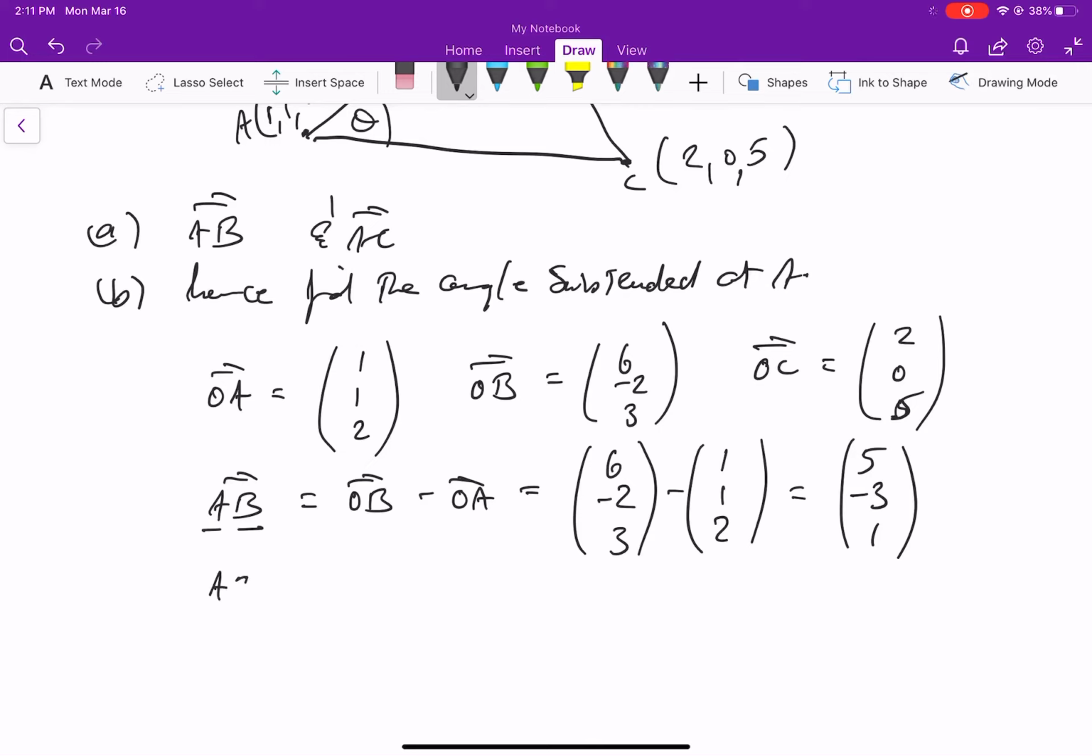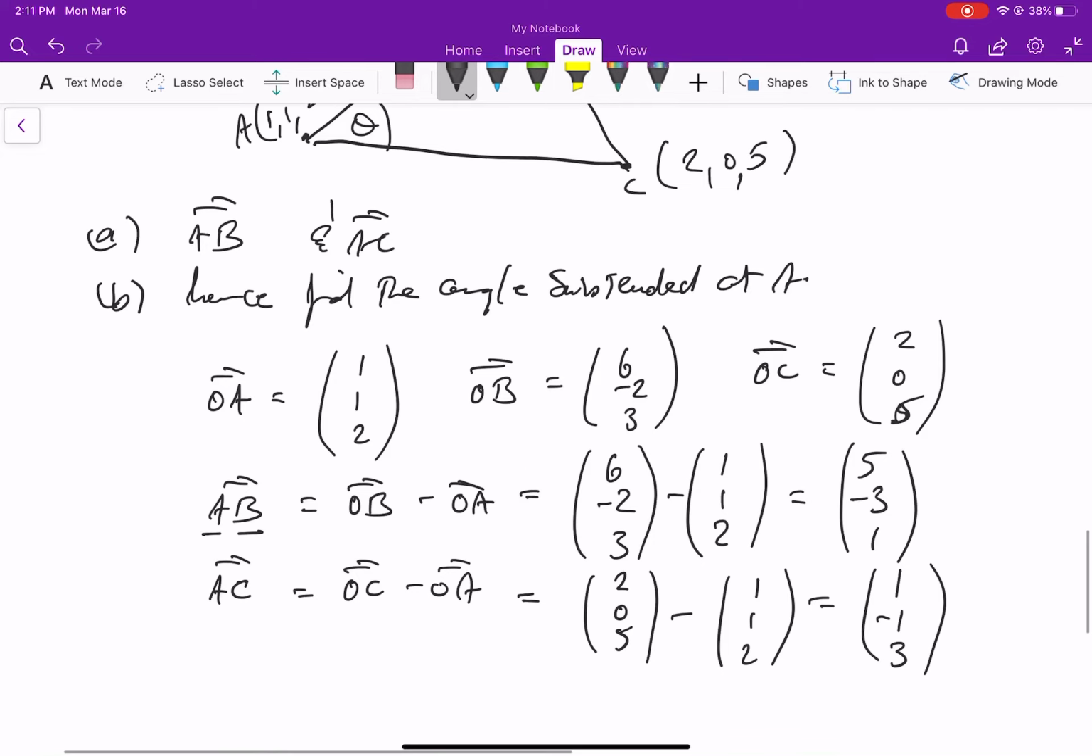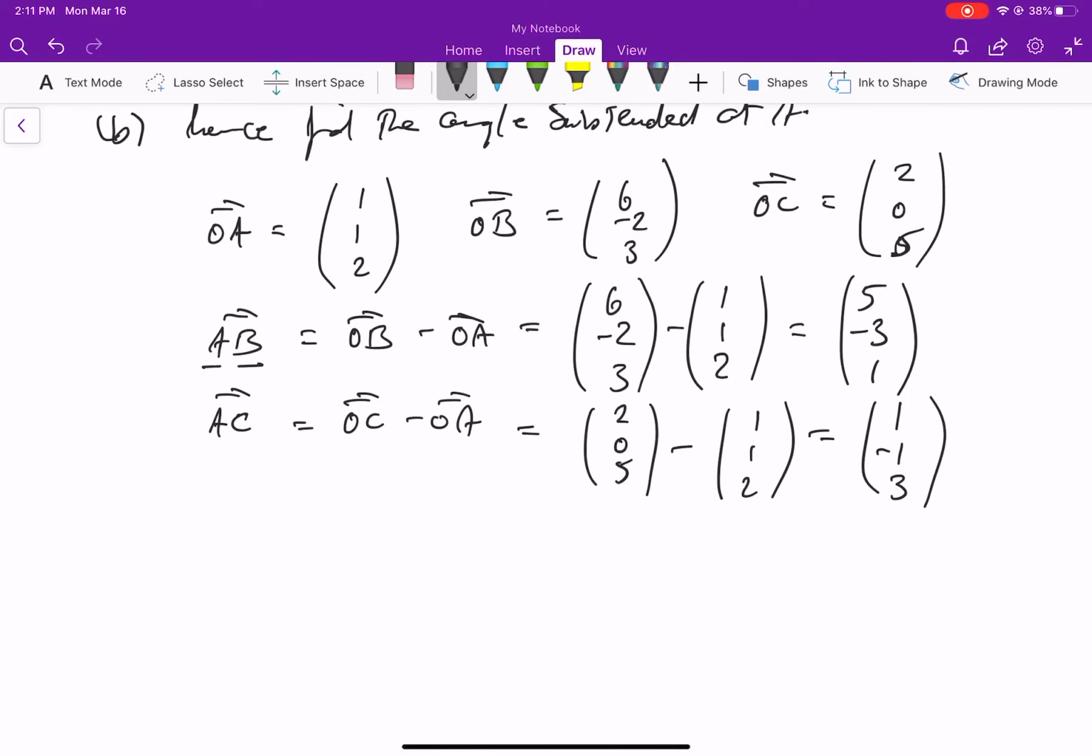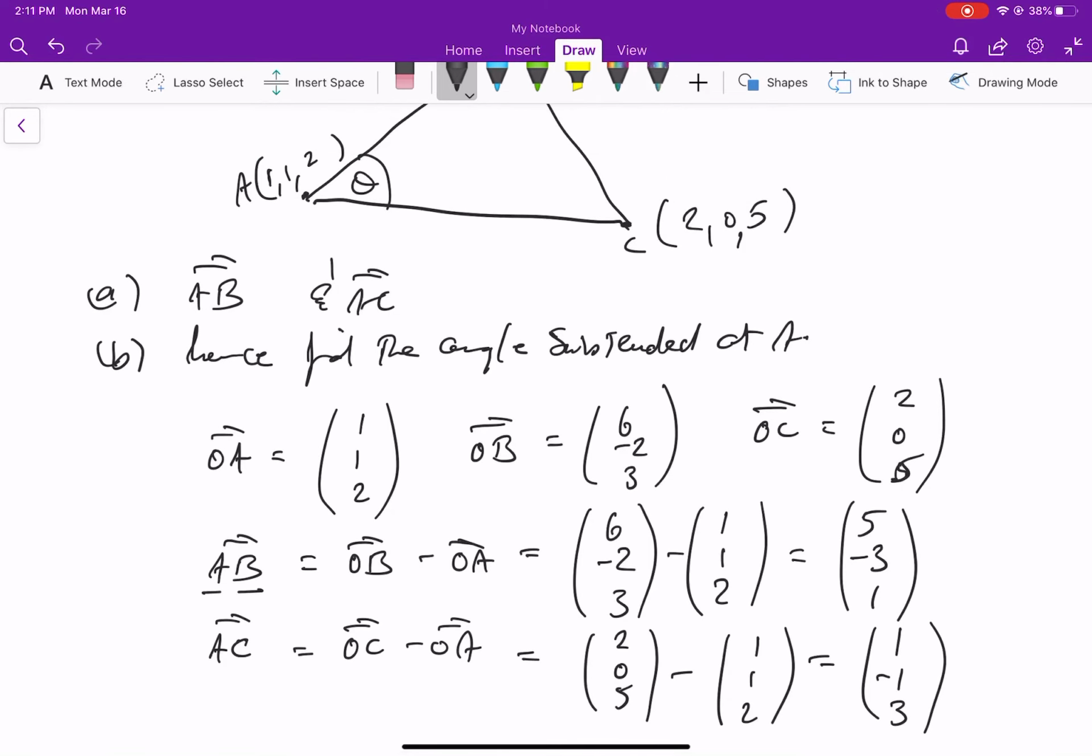The displacement vector AC is given by OC minus OA. That would be given by OC, 2, 0, 5, minus OA, which is 1, 1, 2. Taking the difference, you end up with 1, minus 1, 3. 2 minus 1 is 1, 0 minus 1 is minus 1, 5 minus 2 is 3. Good.